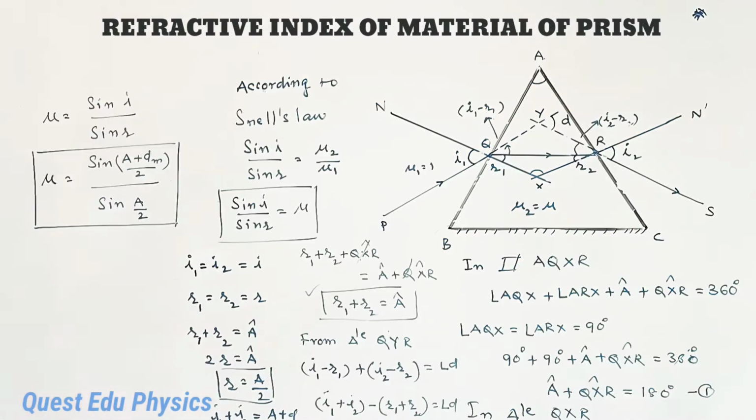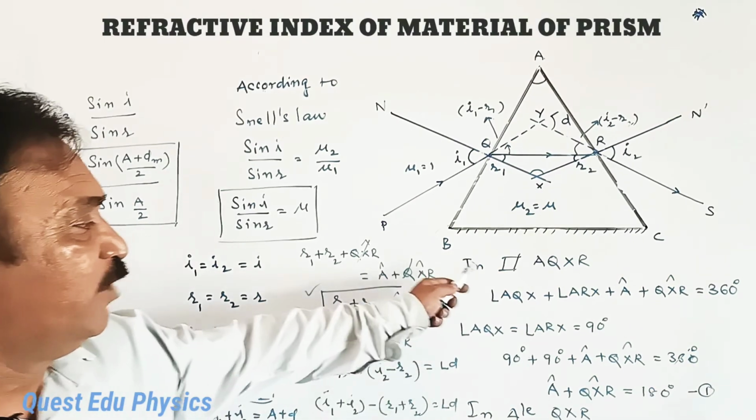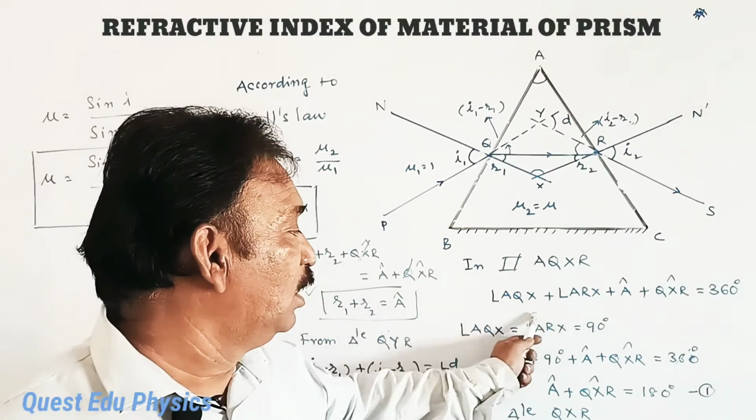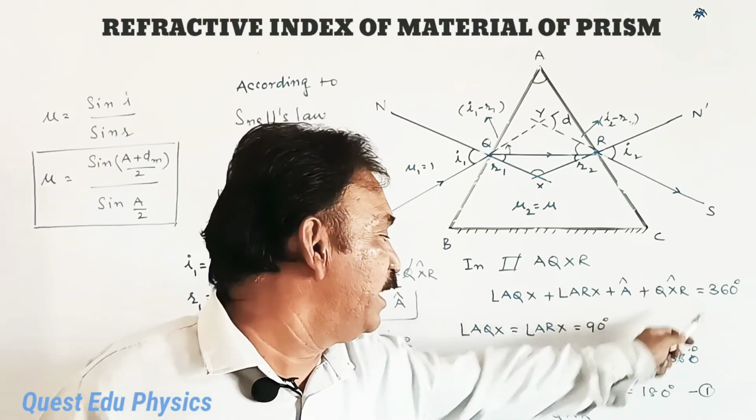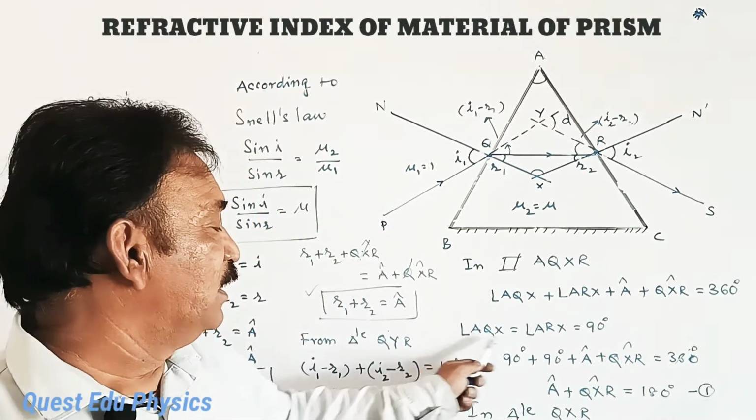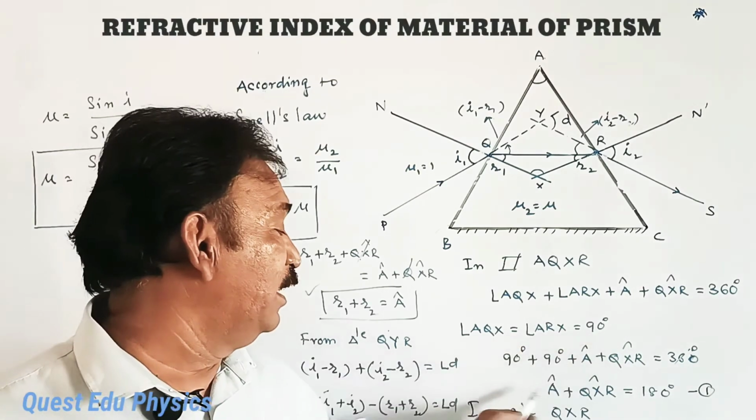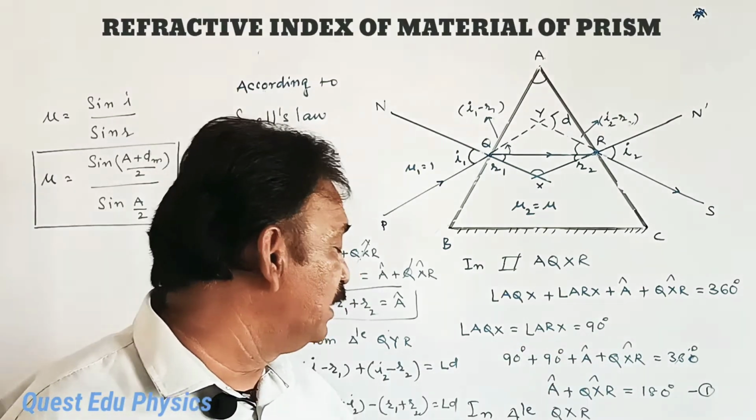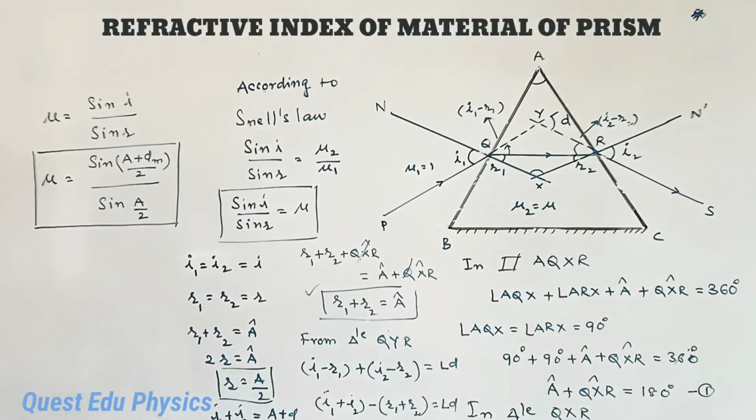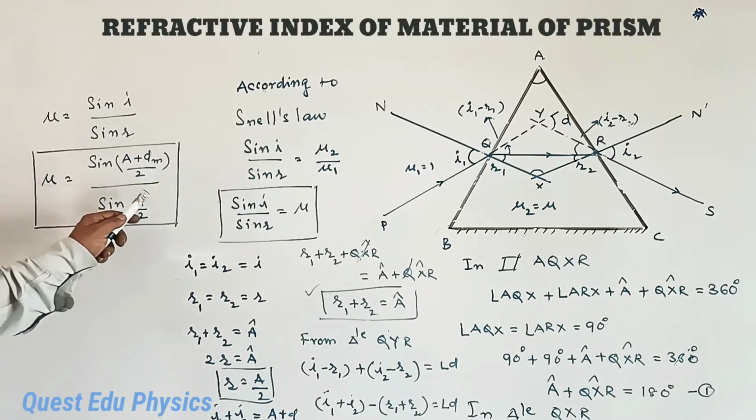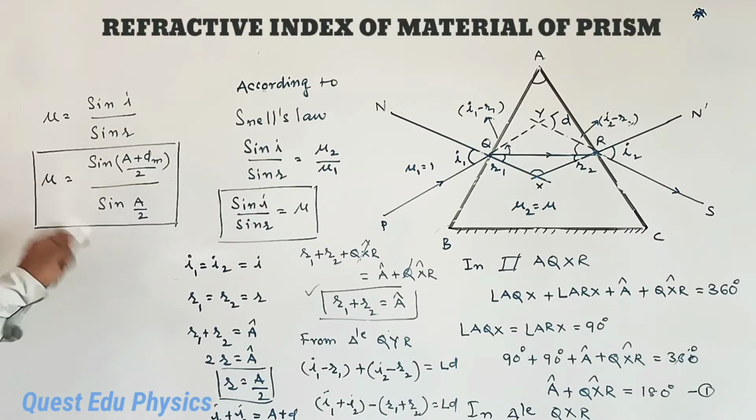Okay, students. Once again, check the relation, students. Here we use the parallelogram and we got the sum of the angles equal to 360 degrees, and as well as these are right angles with the value of 90 degrees each, and on substituting all we get these relations. And finally we got refractive index as sine of (A plus Dm) by 2 by sine A by 2.